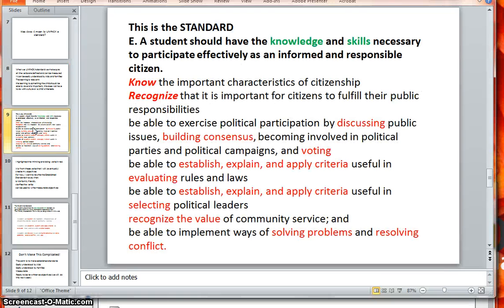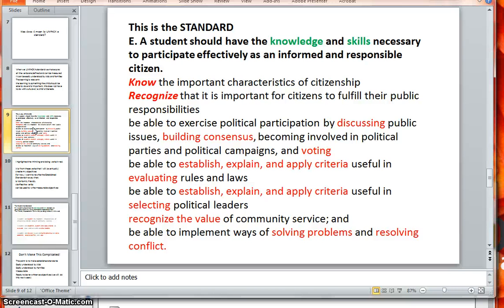So let's look at a standard. This is Standard E from Social Studies, National Council on Social Studies, and it's about citizenship. The standard reads, a student should have the knowledge and skills necessary to participate effectively as an informed and responsible citizen. That they know the important characteristics of citizenship, there's that know that we don't want to use. Recognize that it's important for citizens to fulfill their public responsibilities, so we know we want to change that. Be responsible to exercise political participation by discussing, there's a doing verb, building consensus, doing verb, and voting.